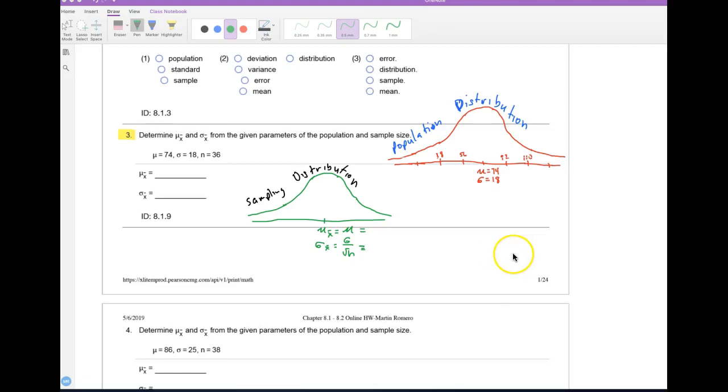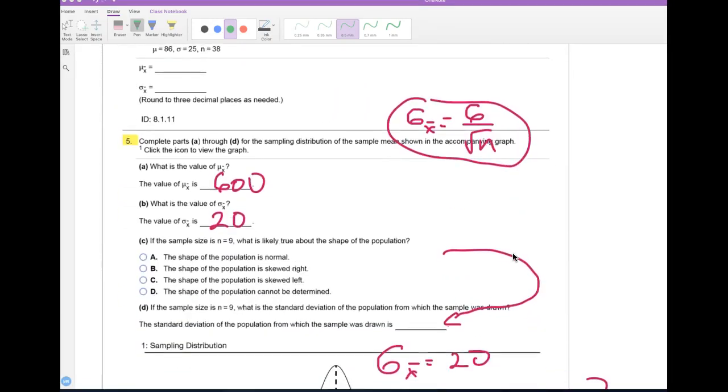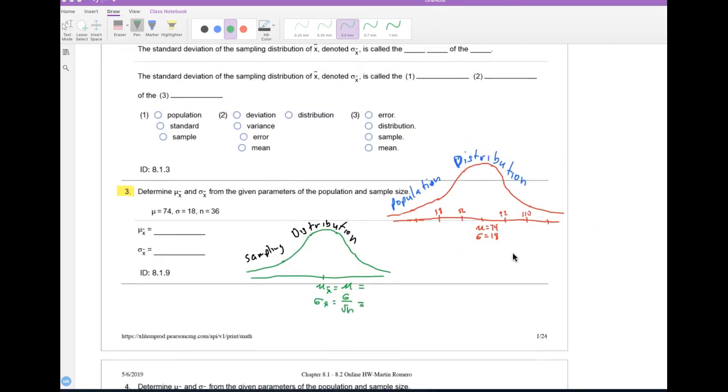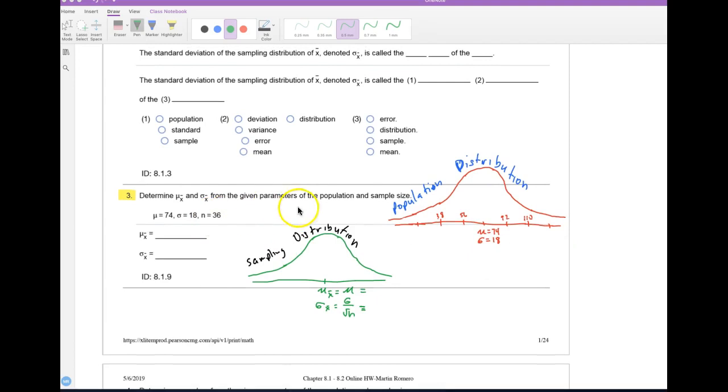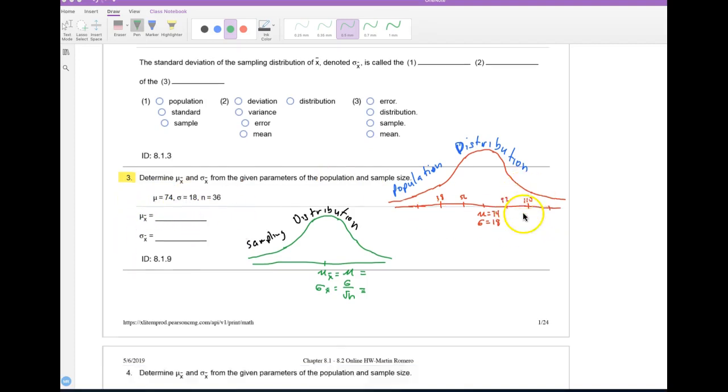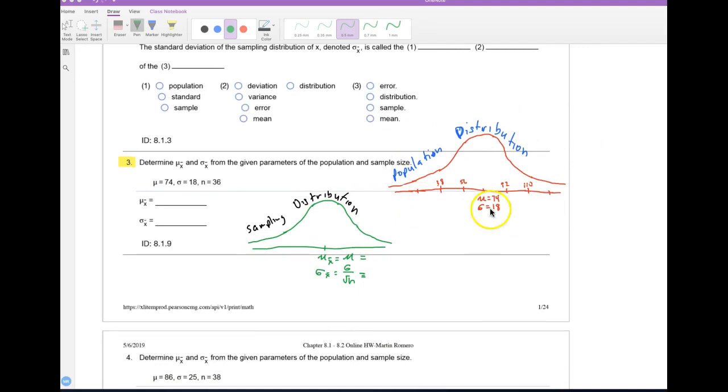We're going to go ahead and take a look at problems 8.1.9 and 8.1.13. In chapter 8, we take a look at a concept called sampling distribution. On this problem number 3, we're given information about the population. The population has a mean of 74, an average of 74, and a standard deviation of 18. So the distribution of the population would look like this, what I have in red.